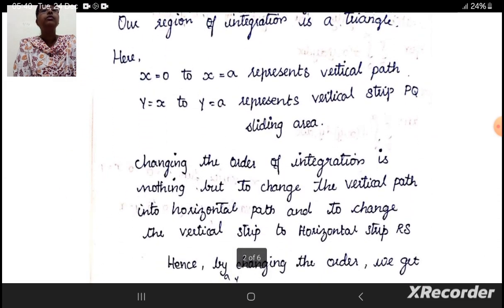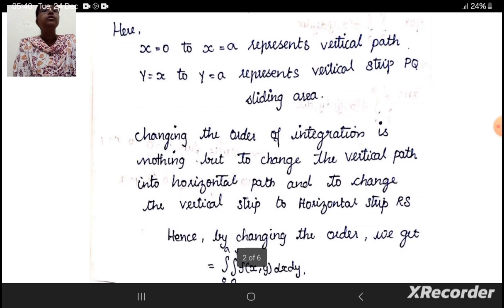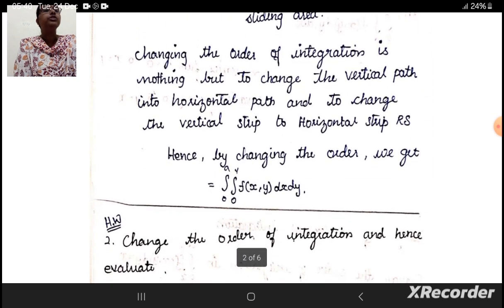Here x equal to 0 and x equal to a represent the vertical path, and y equal to x to y equal to a represents the vertical strip. Then changing the order of integration is nothing but changing the vertical strip into a horizontal strip.